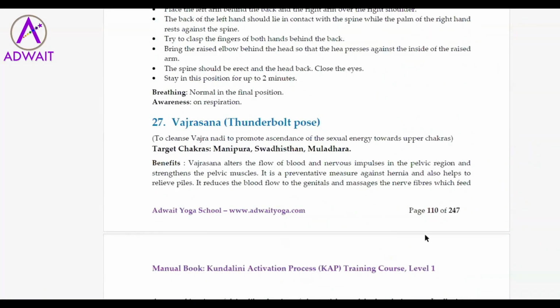I will share the screen and please see Thank you. Vajrasana. What is Vajrasana? Can you see the screen?